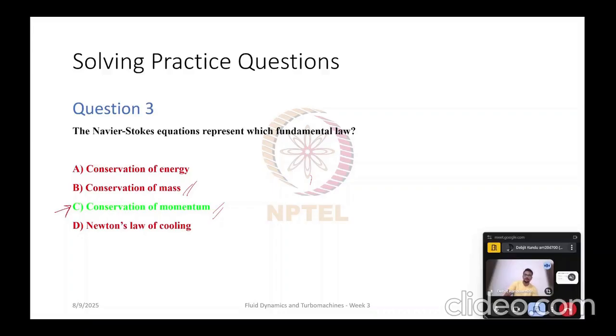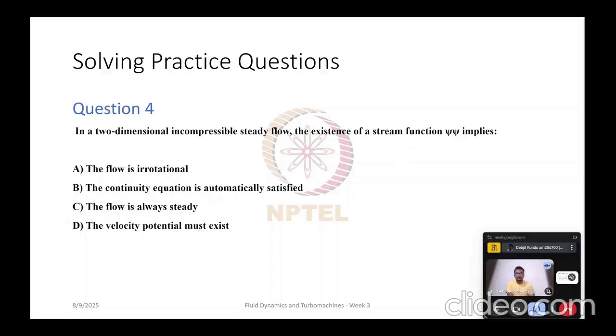So it's the conservation of momentum in the Eulerian frame of reference. That's known as the Navier-Stokes equations. And the fundamental law that it represents is conservation of momentum. Alright, hope that's clear. We will move along.